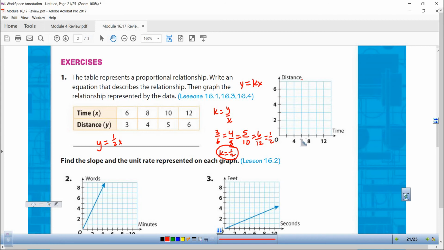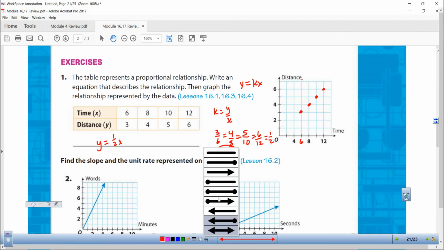I knew something was wrong. All right, 6, 3 is right there, okay? 8, 4 is right there. 10, 5. We're usually used to the y values being greater. That's what threw me off, all right? And 12, 6. All right, and then I can connect those with a line.